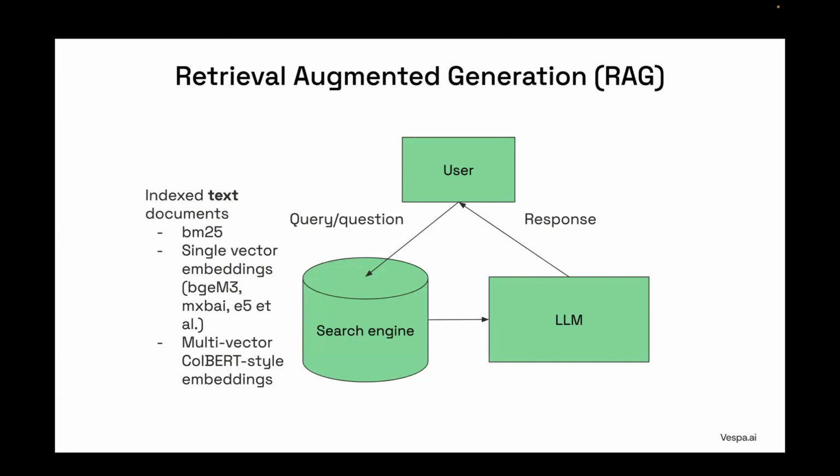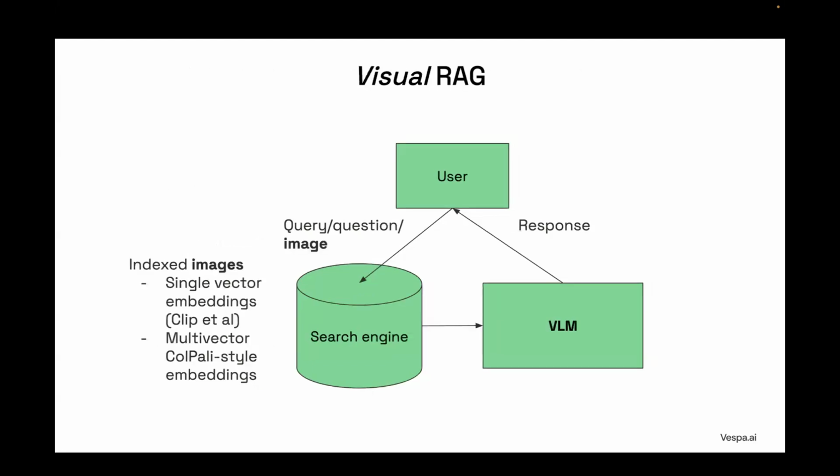But in contrast, visual RAG is quite similar, but instead of extracting the text, you skip the whole document text extraction part. Instead, you can use a VLM, a vision language model, to create embeddings of the images directly, and you can index those vectors instead of the text.